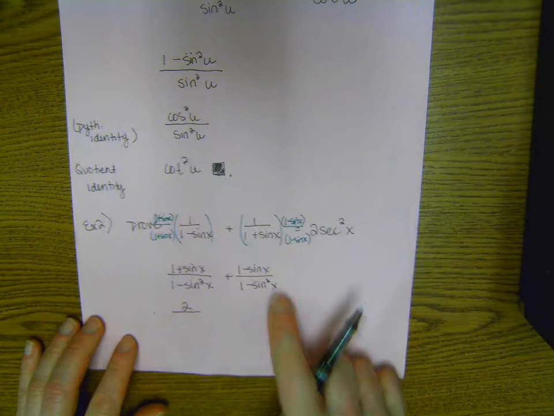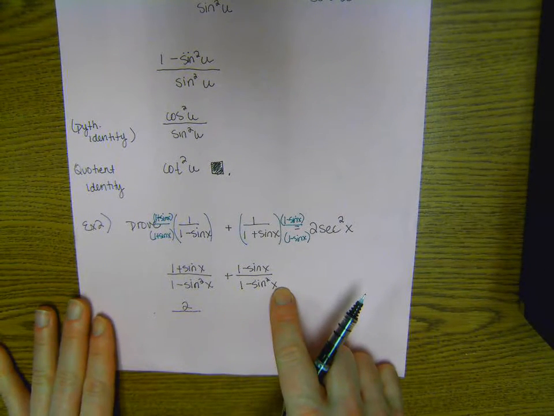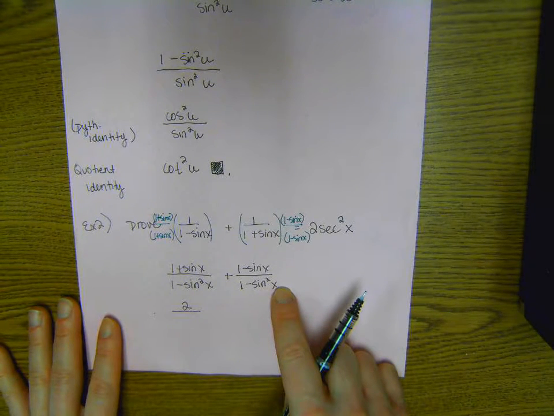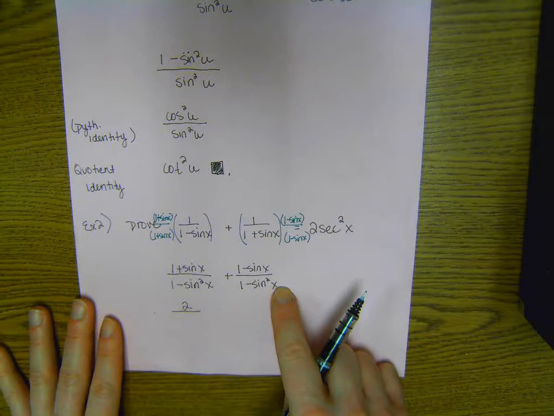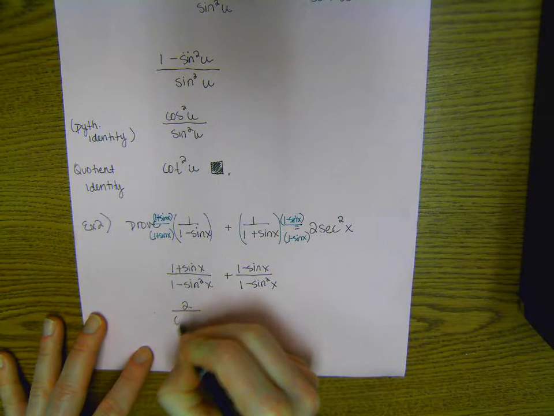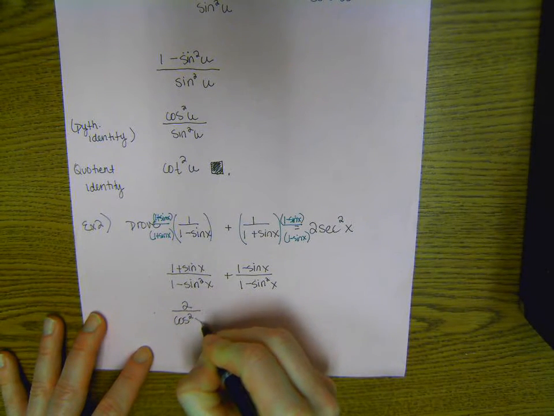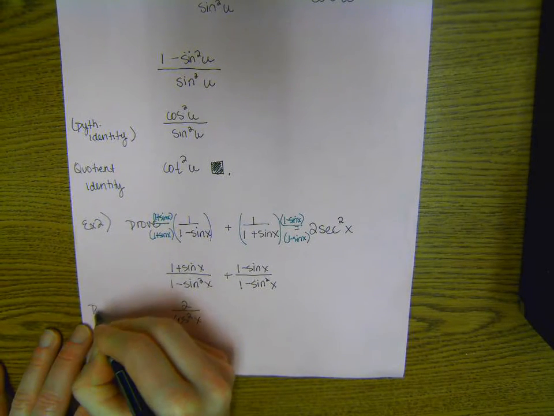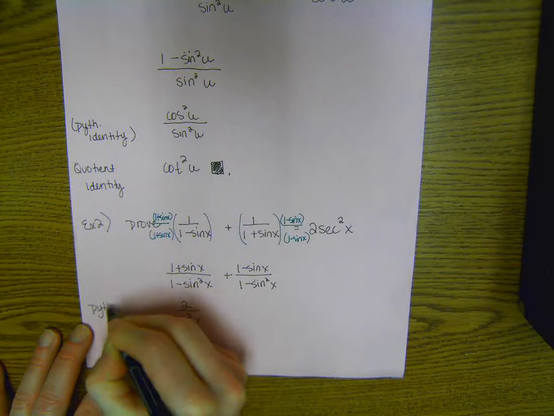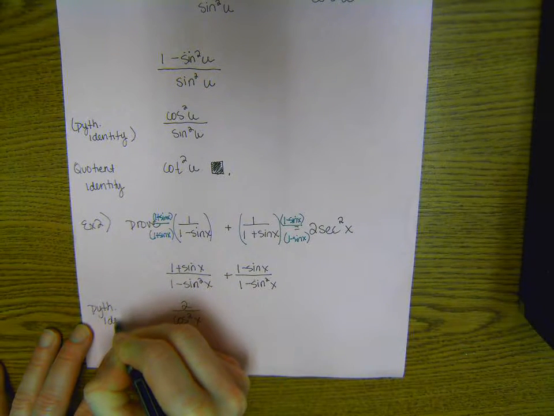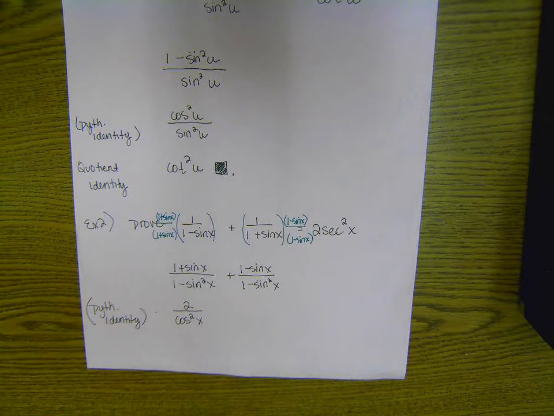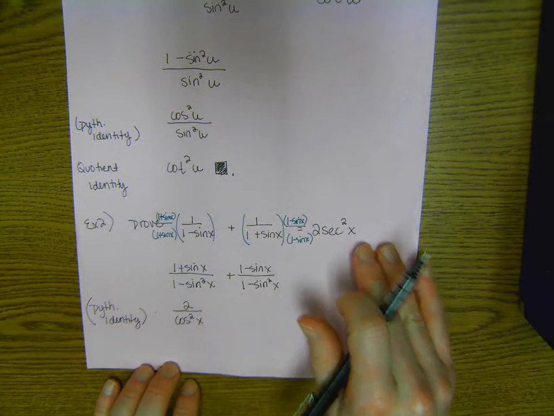Now, can I do anything with the bottom? Yes. This is a Pythagorean identity. What's 1 minus sine squared? Cosine squared. So now since I did use a Pythagorean identity, I'm just going to put that in this spot on the right, because I used one of my trig things. Okay, keep in mind here, guys, that's what we're trying to prove.